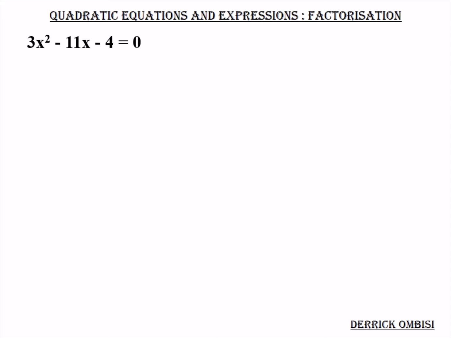Now, I want us to look at the next question. 3x squared minus 11x minus 4 equals 0. Now you can see the value of a here is not 1 like the previous one. The value of a is 3. So from what we know, the sum is the coefficient of b, meaning the coefficient of x, and that one is negative 11. Then the product is always a multiplied by c. That is the coefficient of x squared multiplied by the constant. So 3 multiplied by negative 4 gives us negative 12.